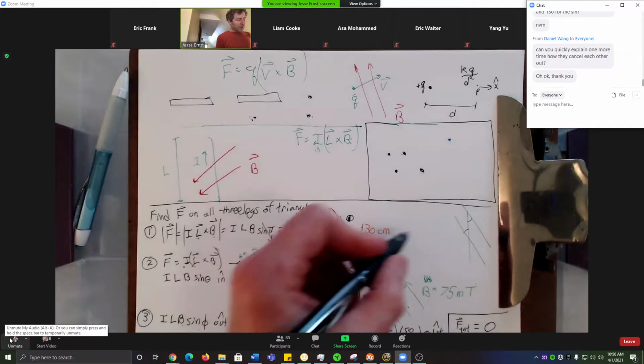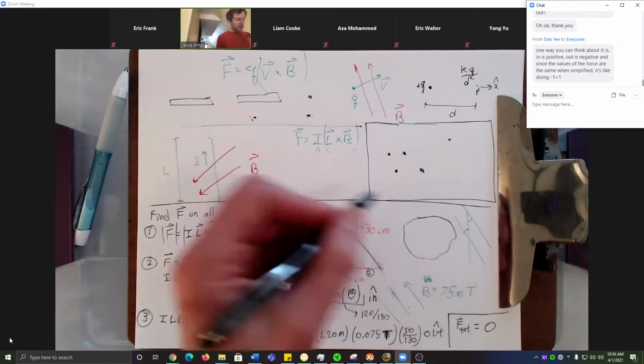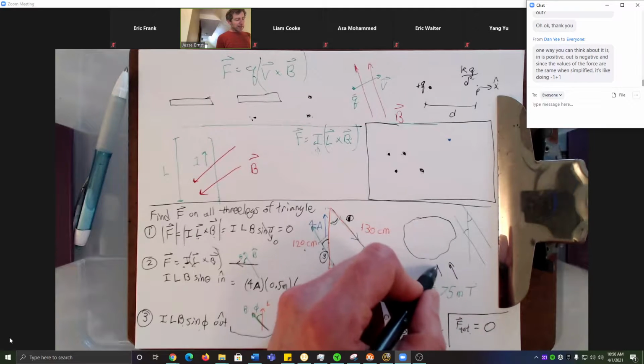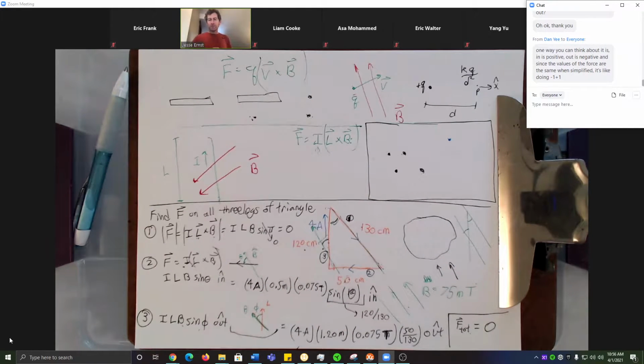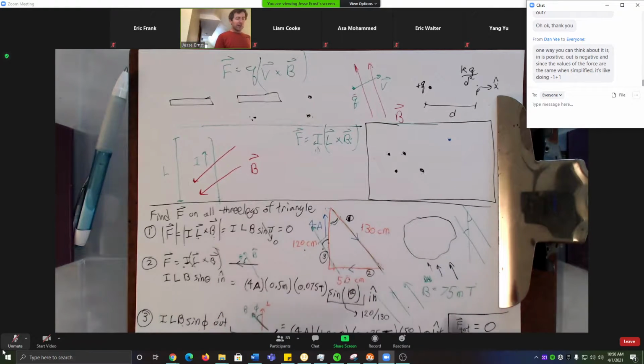And we're not proving it, but you can show that for any loop of any shape, I can draw a loop like that and then have a B field coming in any direction. And the total force on this will always be 0. On any closed loop, the total force on it in a magnetic field will always be 0.